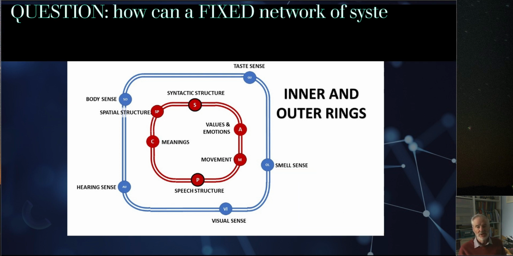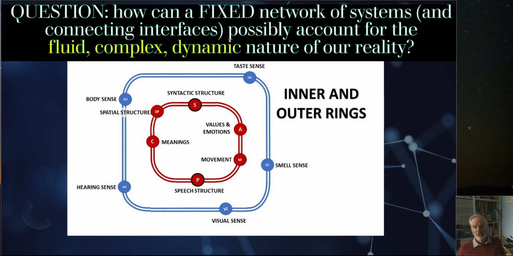So this, of course, raises the question, which I'm going to get onto, about dynamic change: how can a fixed network of systems and connecting interfaces possibly account for the fluid, complex, dynamic nature of our reality? And there are certain people who think it is quite impossible, and I'm going to prove them wrong.